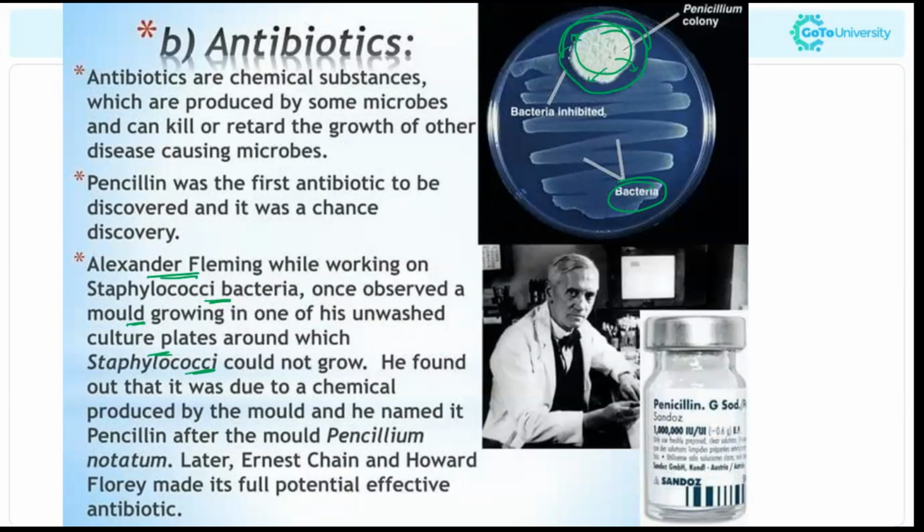He found out that it was due to a chemical produced by the mold, and he named it penicillin because it was produced by the Penicillium notatum organism. Later, Ernest Chain and Howard Florey made it a fully potent, effective antibiotic. So penicillin was the first antibiotic to be discovered, and it was a chance discovery.